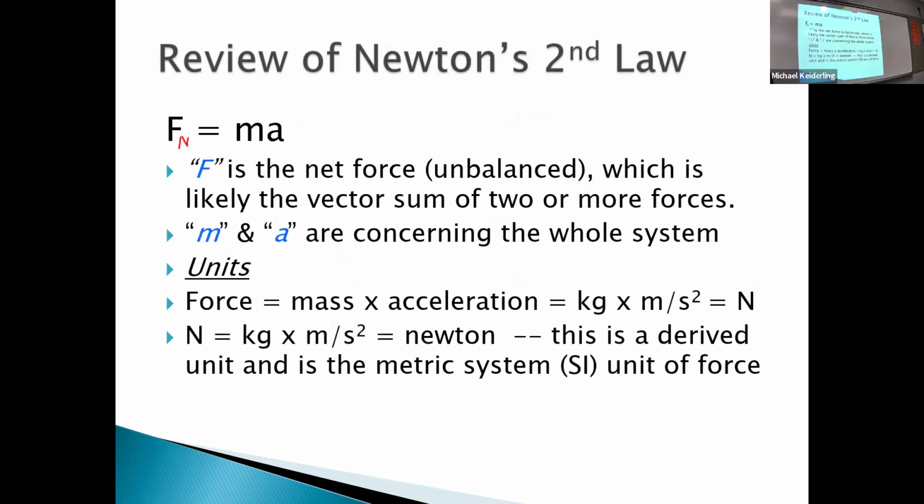The second law tells you what happens when there is some force on an object. Force is the net force, the unbalanced force, which is likely the sum of 2 or more forces, equals mass times acceleration. Mass is the mass of the system. Acceleration is the acceleration of the system. The units for force are newtons, which are kilogram meters per second squared. And this is the derived unit of force for the metric system. So in the metric system, you measure force in newtons.